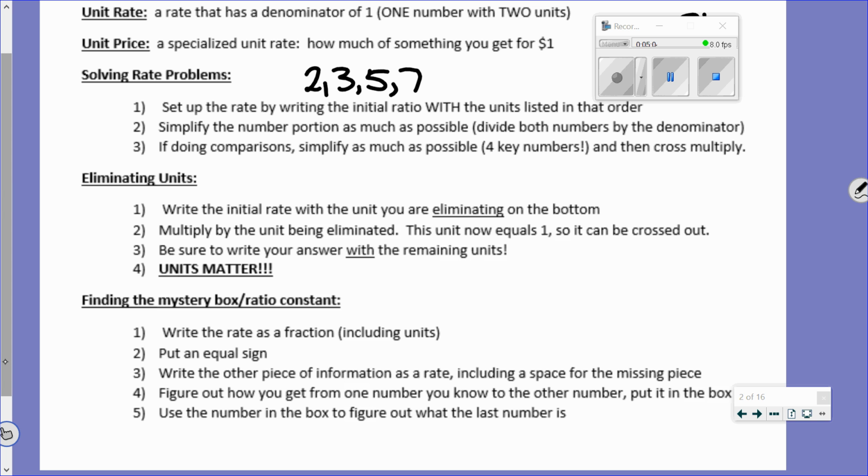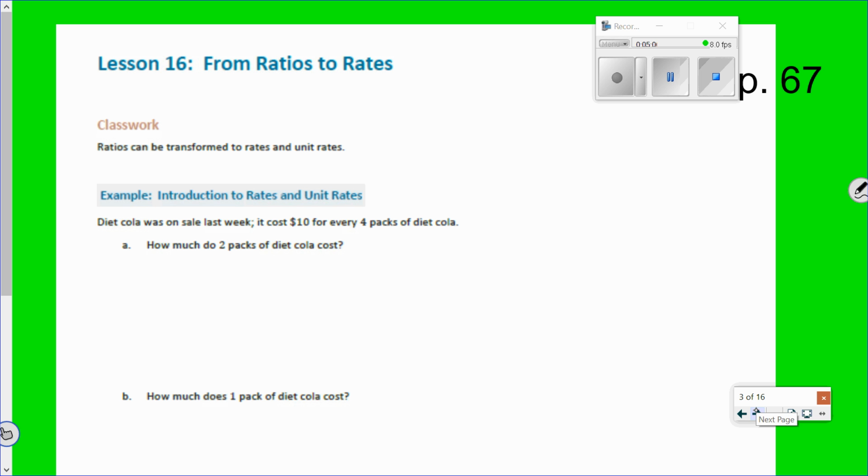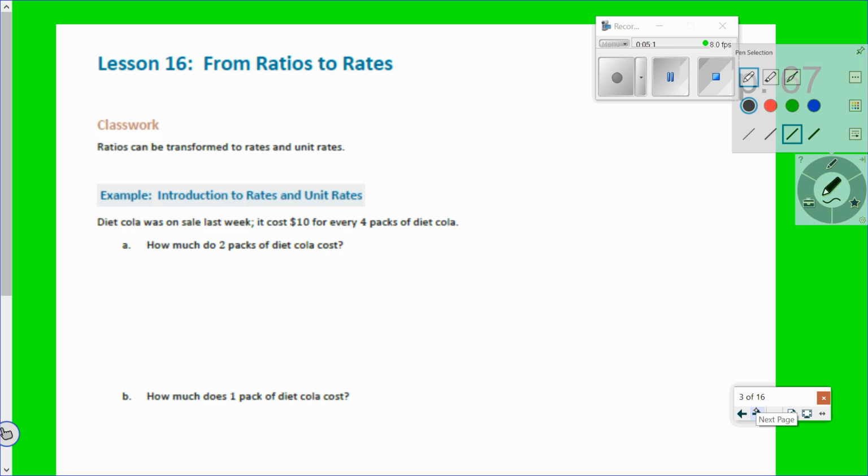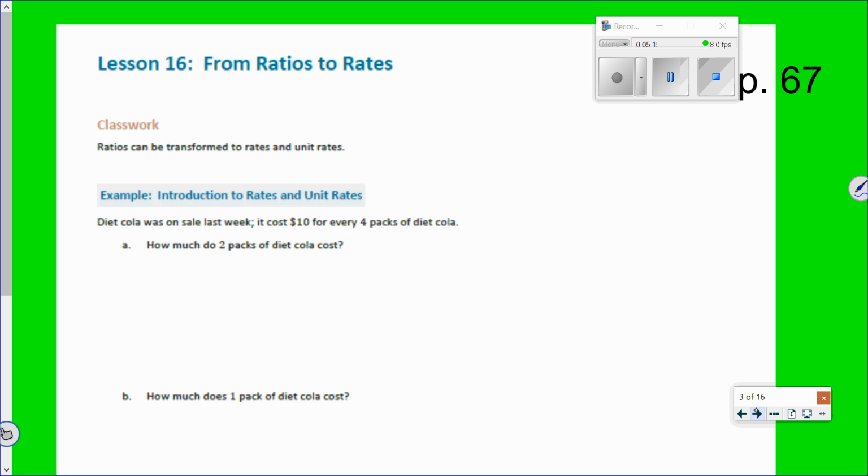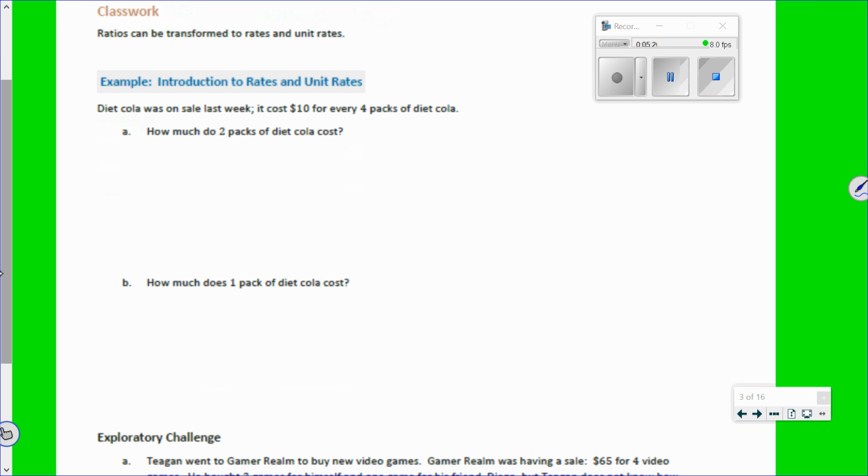So go ahead and turn in your modules to page 67. Yeah, page 67. Here's where we start transforming rates to unit rates. That cola was on sale last week. That's a unit, we'll circle that. It costs $10 for every 4 packs of diet soda. How much do 2 packs of diet cola cost?